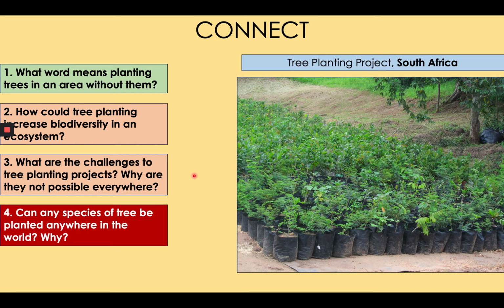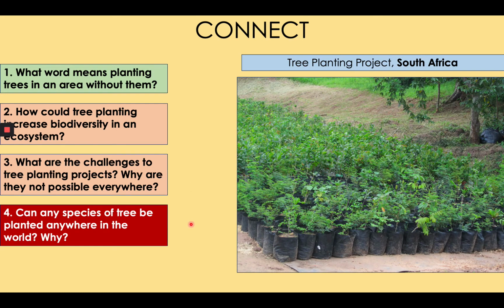3. What are the challenges to tree planting projects? Why are they not possible everywhere? So if tree planting is so effective for restoring ecosystems, why don't we just do it everywhere? Well, one problem is space. Humans need a lot of space for agriculture and for urban areas, cities, and for living. As a result, trees can't be planted in great numbers everywhere.